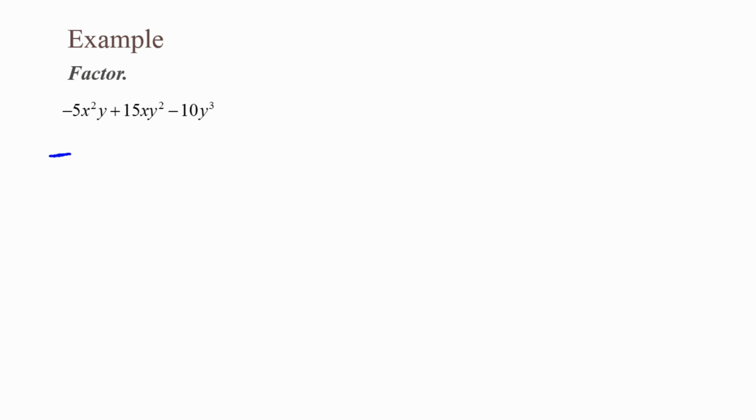Now looking at the 5, the 15, and the 10, I can see they all share a factor of 5. Looking at x squared, x, and nothing, can't factor out an x. Looking at y, y squared, y to the third, my smallest exponent for y is y to the first. So my greatest common factor is negative 5y.